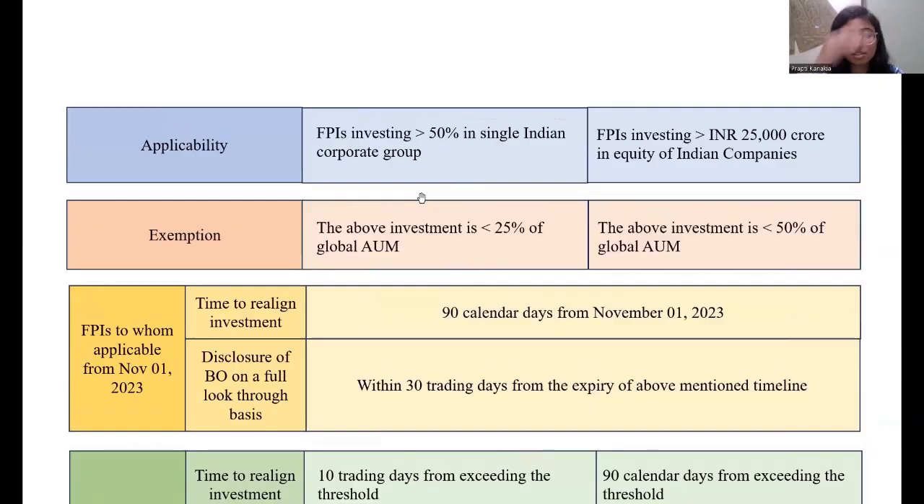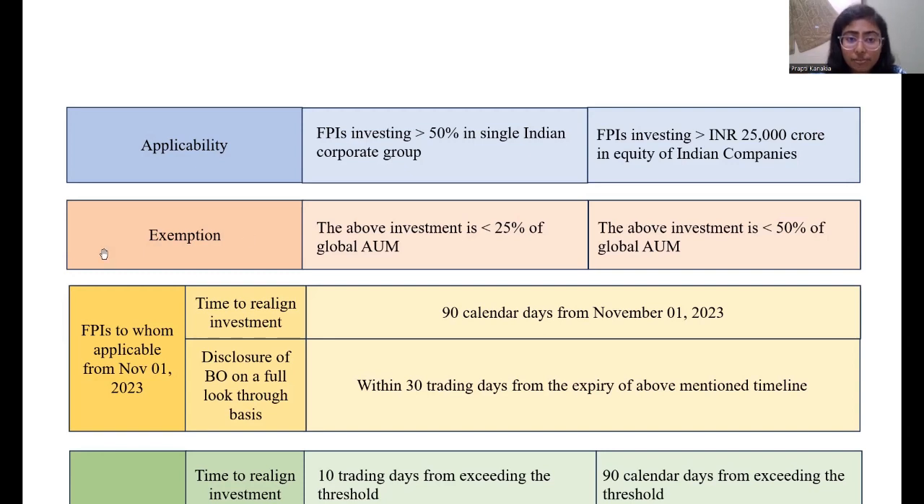So now let's look at which FPIs are required to provide these disclosures. I'll just share my screen. Those FPIs who have invested more than 50% in a single Indian corporate group, meaning those FPIs having concentrated investments in a single corporate group, will be required to provide the disclosure of beneficial owners. And also those FPIs who have invested more than 25,000 crores in the Indian equity markets will be required to provide the details of their beneficial owner. So this is an either-or condition. If any of the conditions gets triggered, the FPI will be required to provide the disclosure.